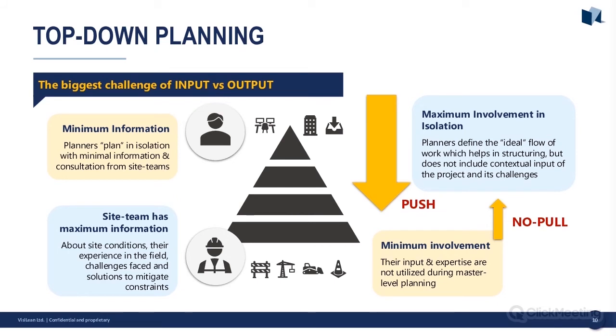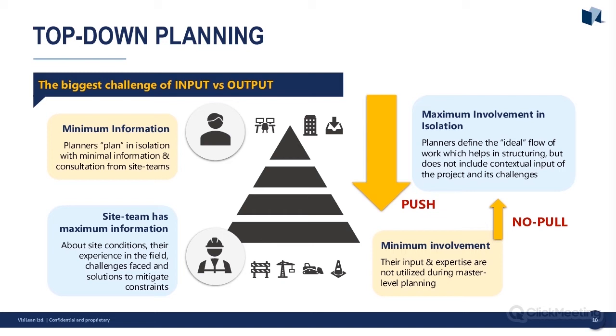So this is a diagram which shows the challenge of top-down planning, and the challenge is input versus output and the balance between the both. So what you've got here is an information triangle. The planner sits at the top. Now, the planner has the maximum involvement in the planning of this project, but actually sits with probably the minimum of the information, because they're not speaking to the trades, the subbies, or the team, and probably not too familiar with the site at this moment.